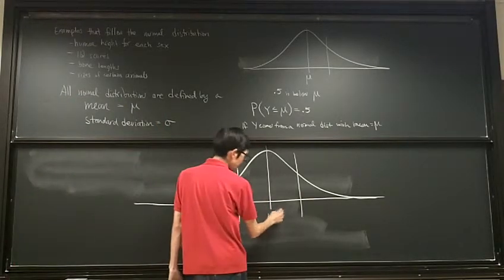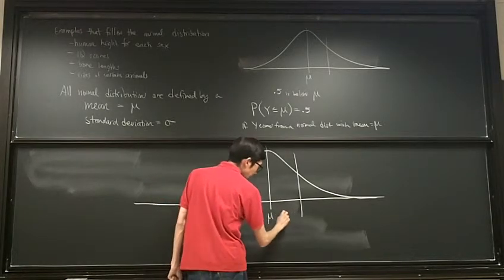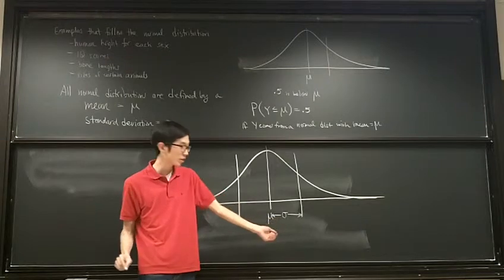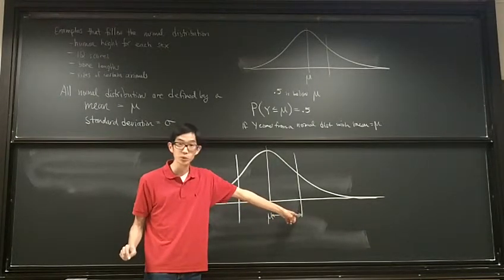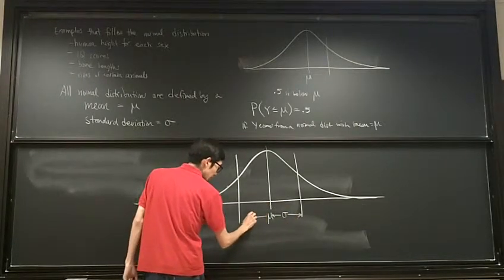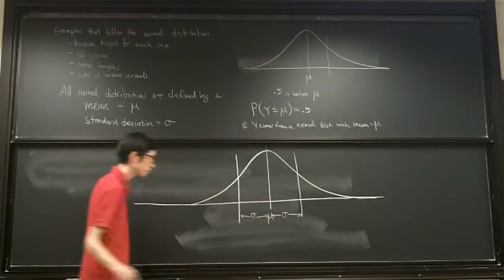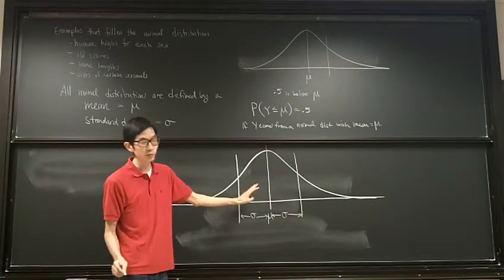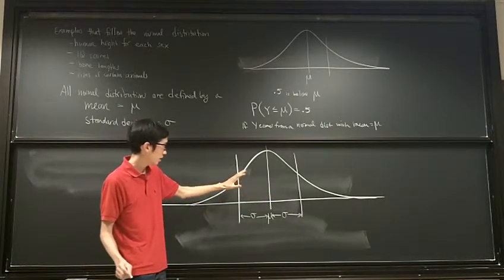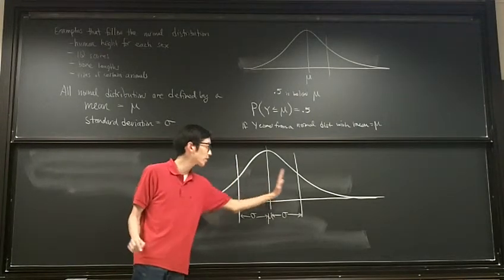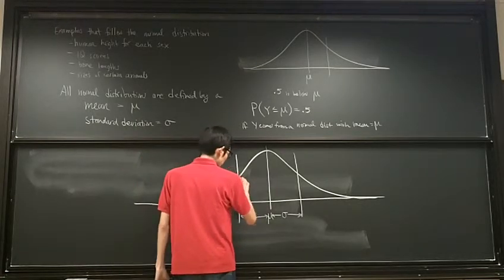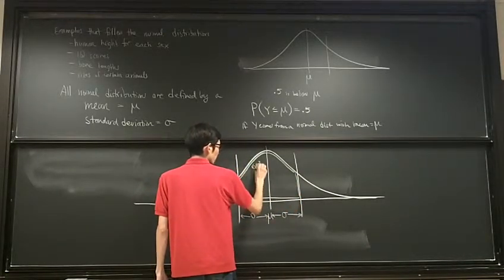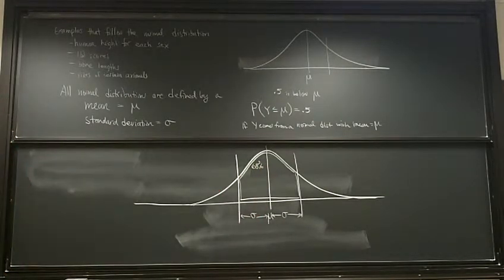Okay, if I've got mu and I've got sigma, the size of a standard deviation, and if I were to travel one standard deviation above mu and one standard deviation below mu, then about 2/3, a little bit more than 2/3, about 68% of the total area would be contained between here and here. So this region here contains about 68%.